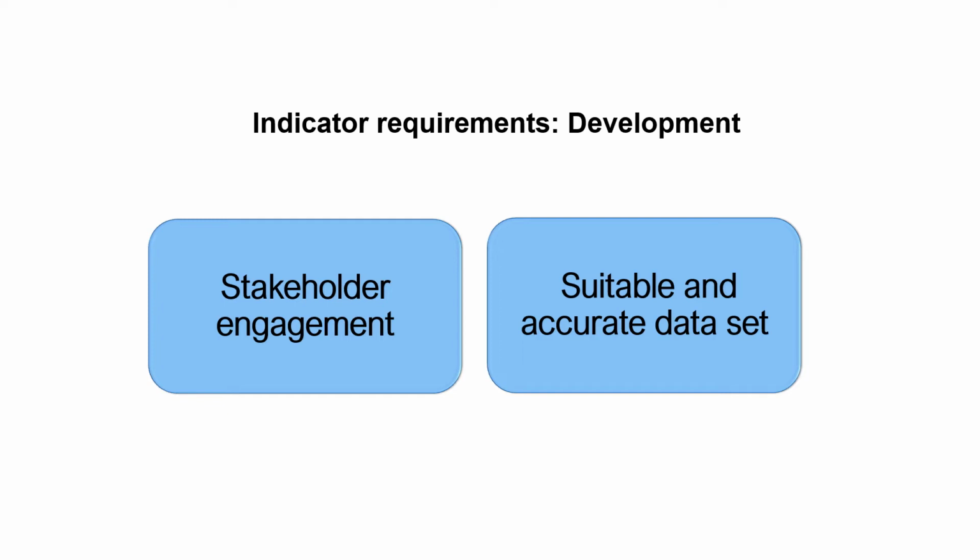Effective indicators are built on accurate and suitable data. If data are of poor quality or are too coarse to be meaningful or collected at the wrong spatial or temporal scale, they will not be helpful for the development of an indicator or lead to an indicator that does not work as expected.